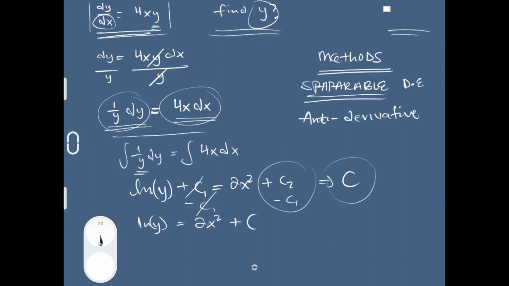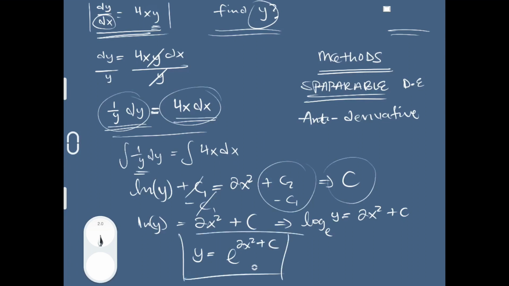So looking at this problem, this is the same as saying the log base e of y is equal to 2x squared plus c. And this tells us that y must be equal to e to the 2x squared plus c. Well, this tells us that not only do we have a function, but we have a family of functions. And that is exactly true.